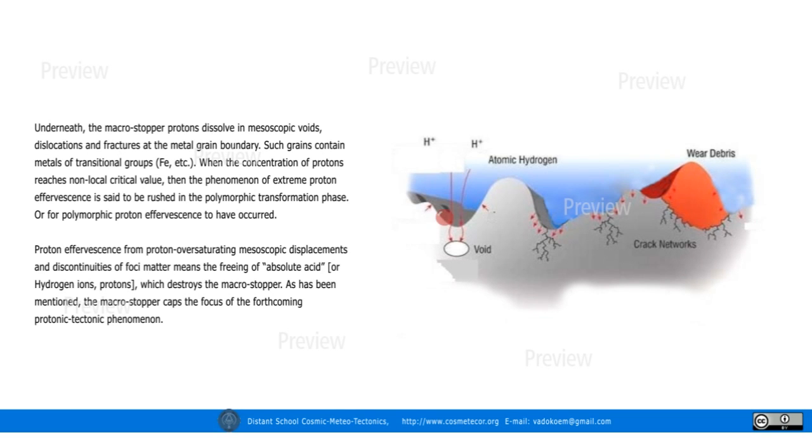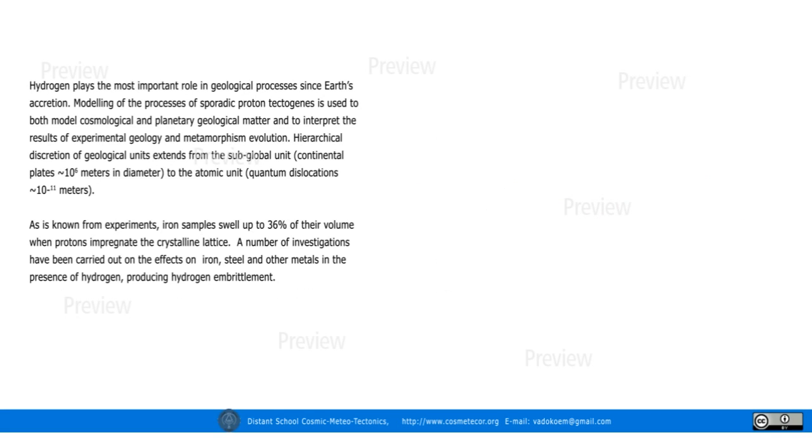Such grains contain metals of transitional groups, such as iron. When the concentration of protons reaches a non-local critical value, then the phenomenon of extreme proton effervescence is said to have rushed in the polymorphic transformation phase, or polymorphic proton effervescence to have occurred. Proton effervescence from proton-oversaturated mesoscopic displacements and discontinuities of foci matter means the freeing of absolute acid, or hydrogen ions, protons, which destroys the macrostopper. As has been mentioned, the macrostopper caps the focus of the forthcoming protonic tectonic phenomenon.